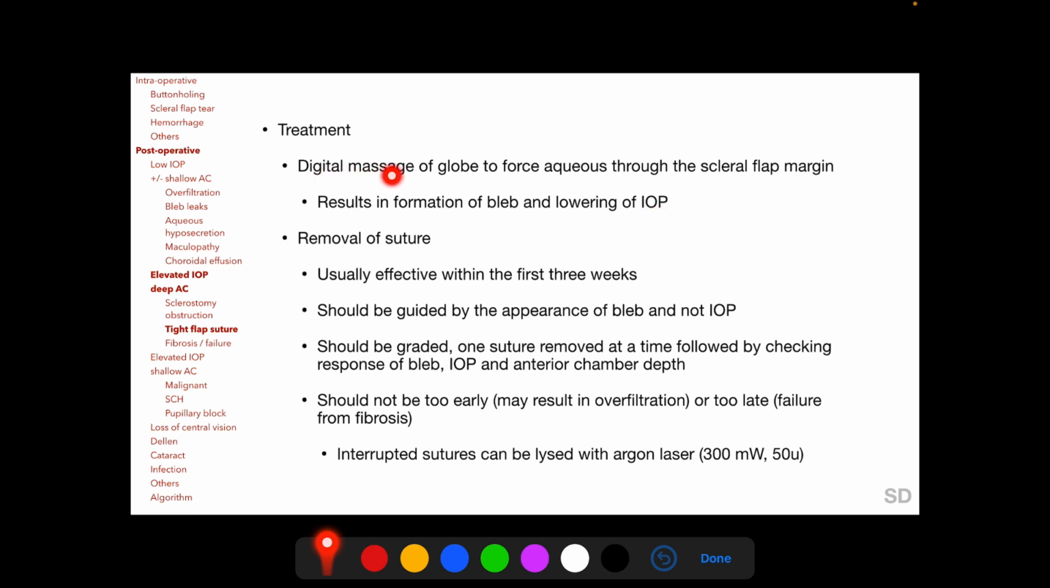If digital massage fails to lower the intraocular pressure, scleral flap sutures need to be removed. This procedure is usually effective within the first 3 weeks following surgery and should be guided by the appearance of the bleb and not the intraocular pressure. Only one suture should be removed at a time, followed by observation of the response of the bleb, the intraocular pressure, and the anterior chamber depth.